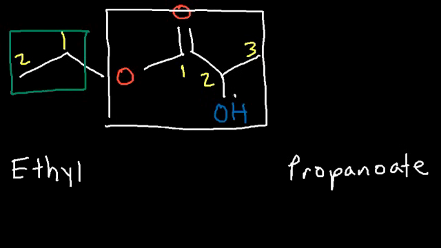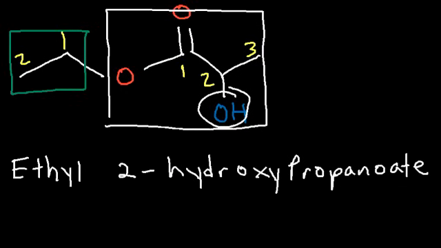Now we have an OH group on carbon 2. What is an OH group called as a substituent, since the parent name is the ester? It's going to be called hydroxy. So it's 2-hydroxypropanoate. And of course with the ethyl in front. So the whole thing is ethyl 2-hydroxypropanoate.